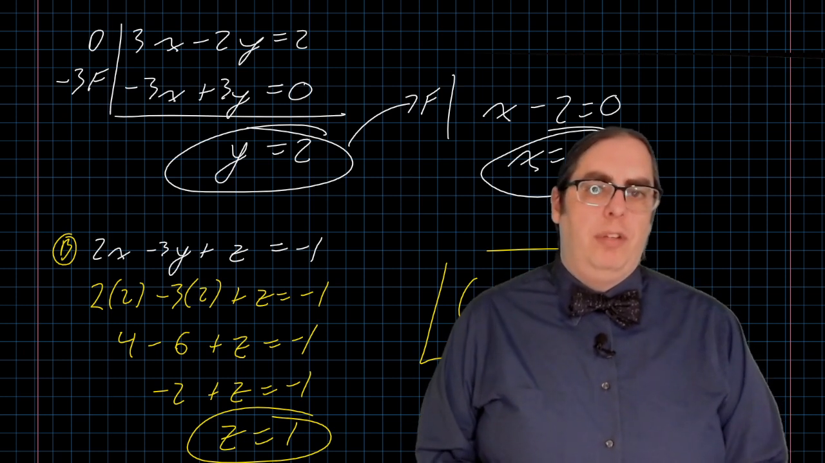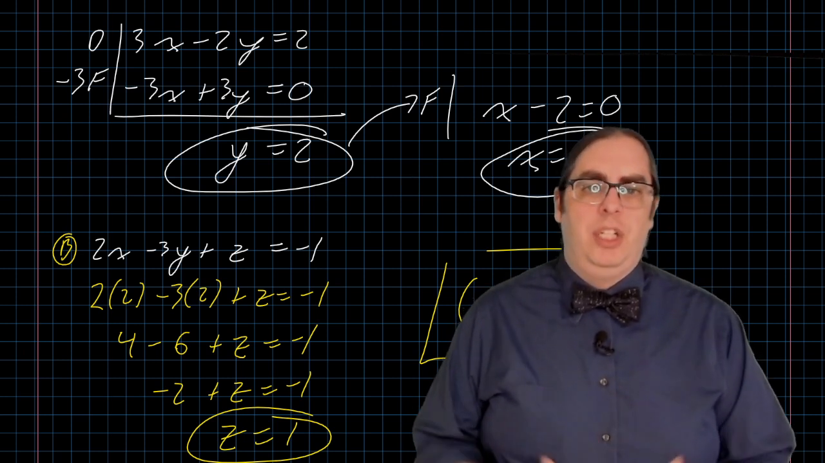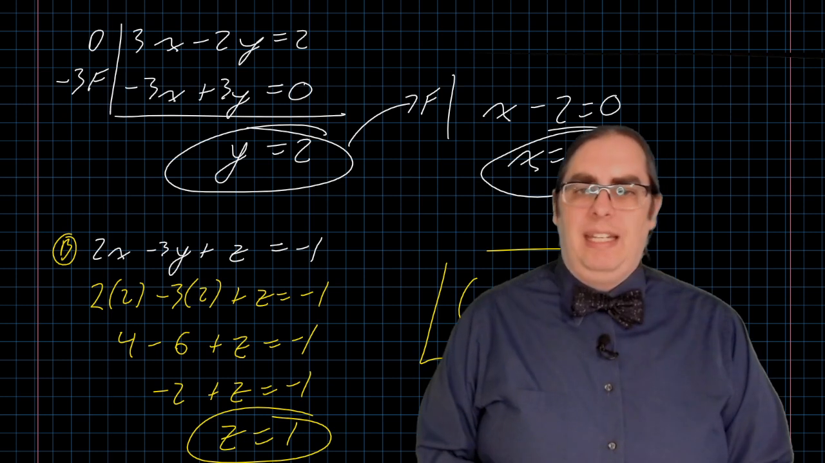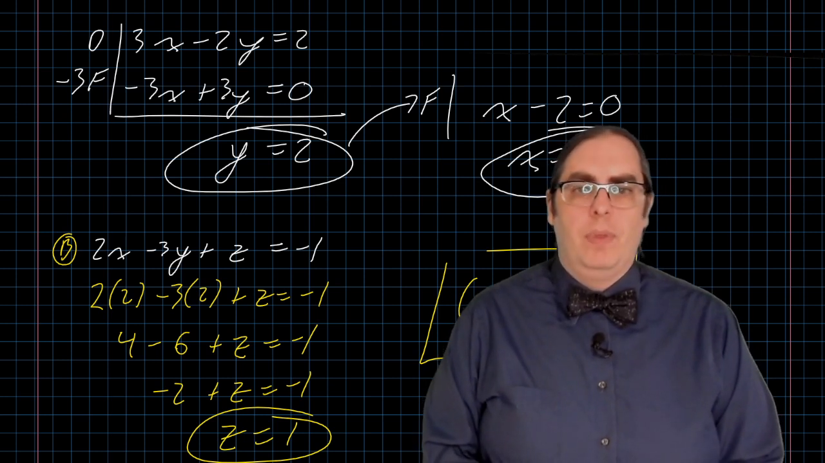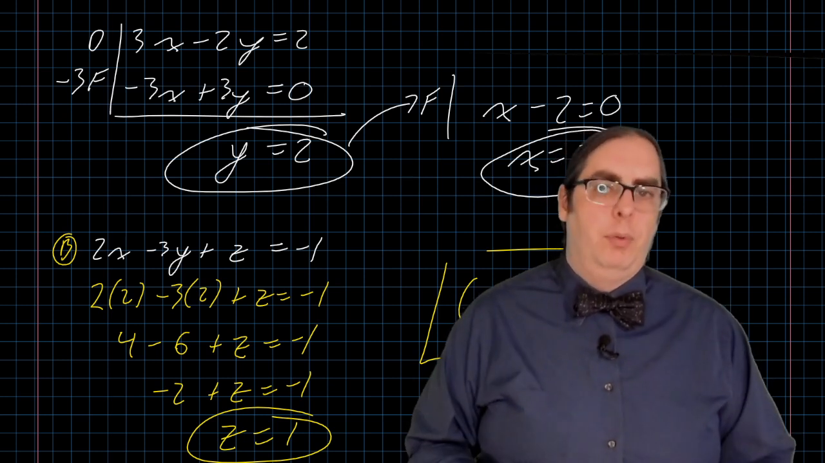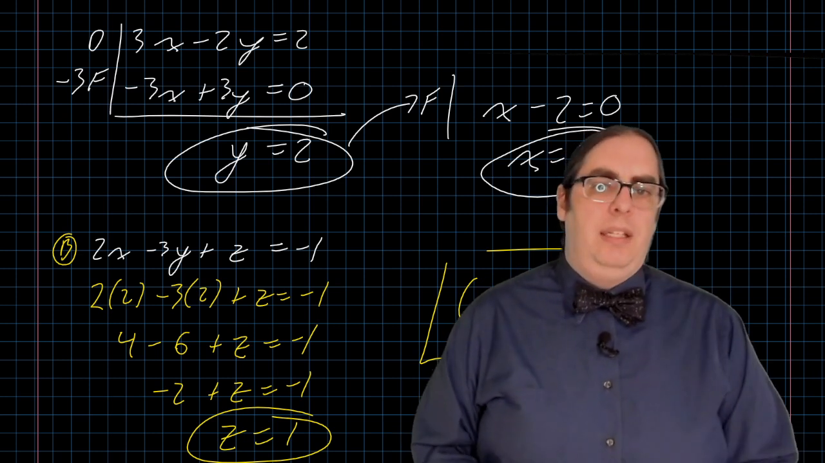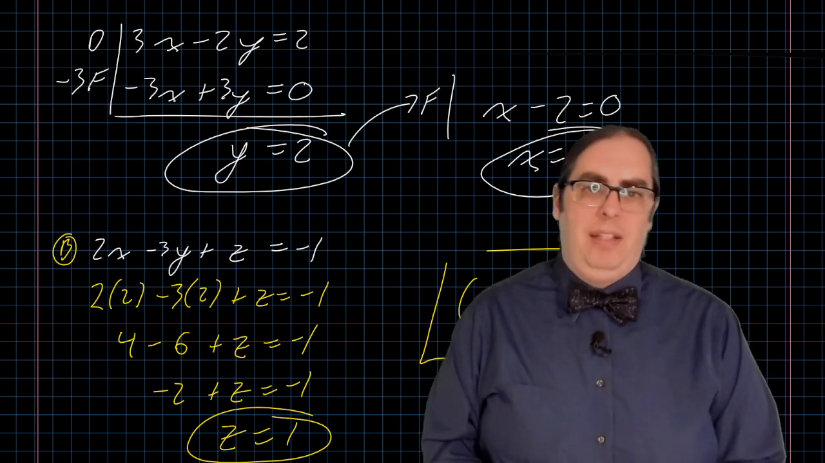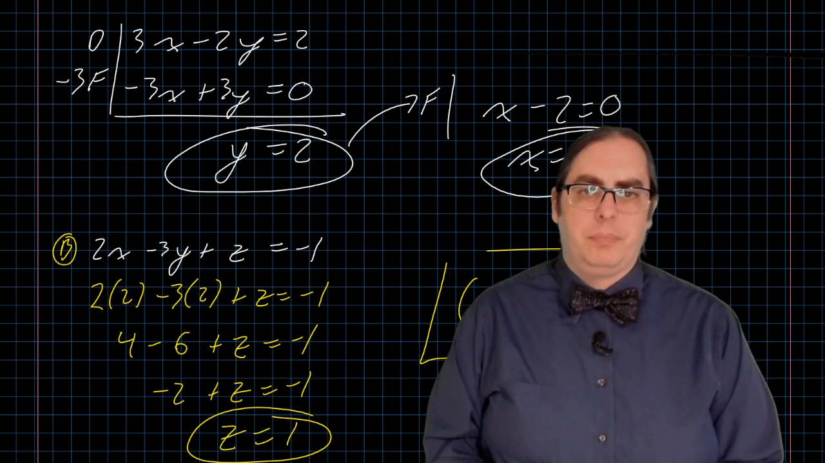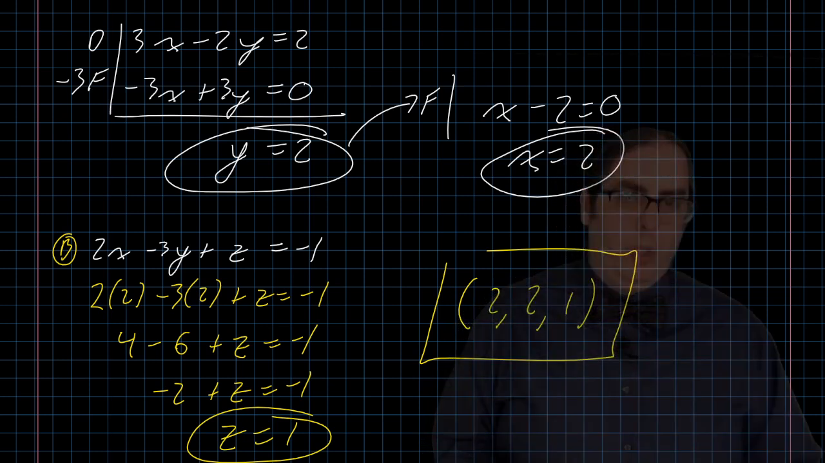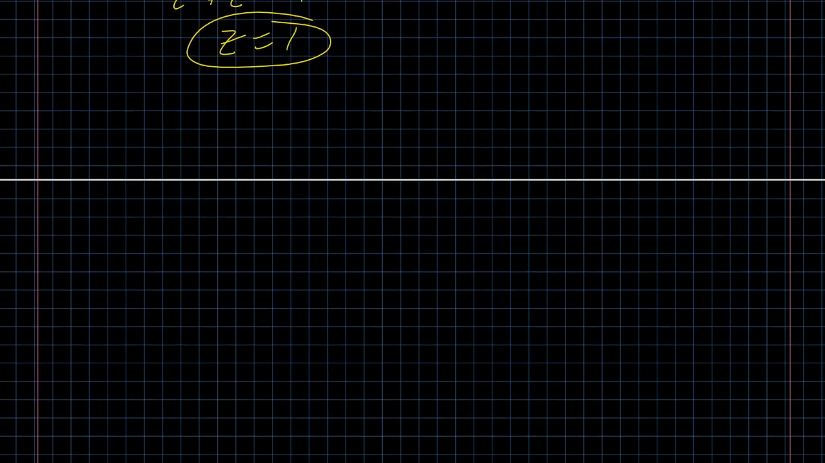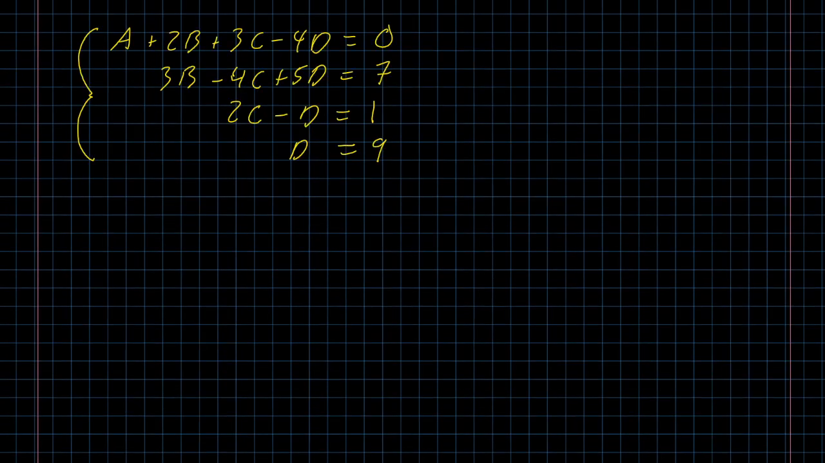We can use the process of elimination to try to get down to having fewer equations in our system until we get down to something that is easily solvable. I do want to go through one other example in this lesson. This system looks intimidating. It's a system of 4 equations in 4 variables.